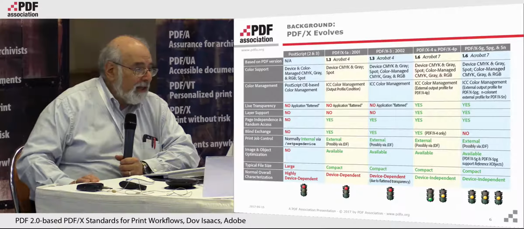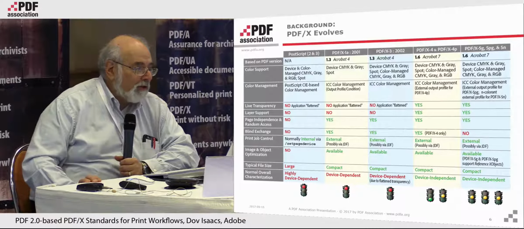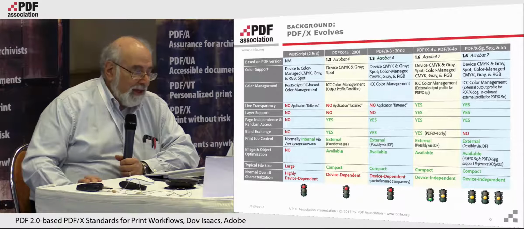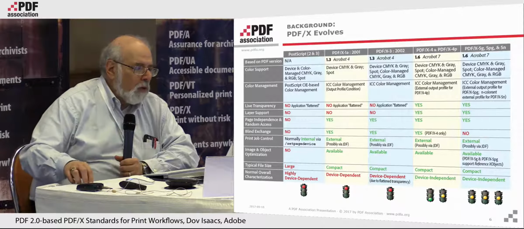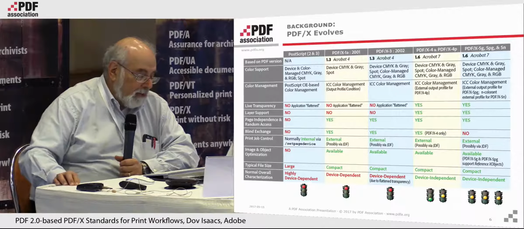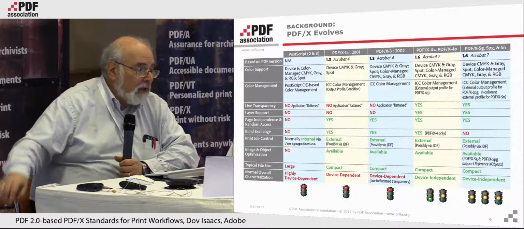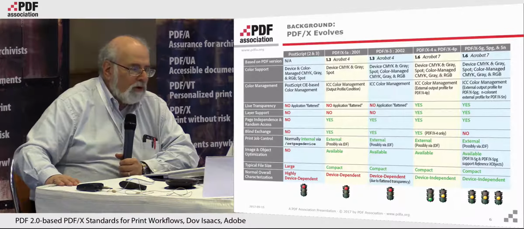Typically PDF is totally controlled from the outside. In PostScript, your tray selection was done from inside the job, which was rather interesting. Image and object optimization: in PostScript, there was no such thing. In PDF, there's something called X-objects, which are very good to allow you to define once and reference any number of times. Typical file sizes went lower, and in terms of characterization, PostScript was highly device dependent. As we move over time to PDF X4 and X5, we're more device independent.